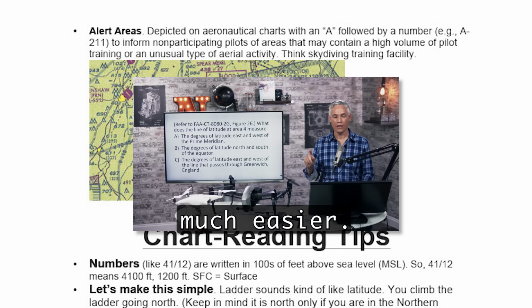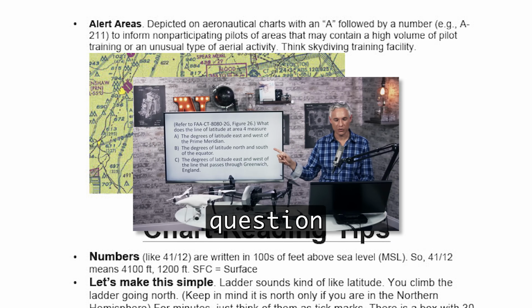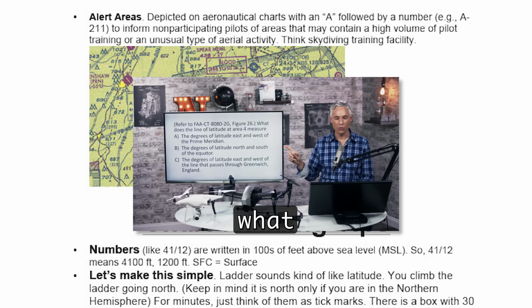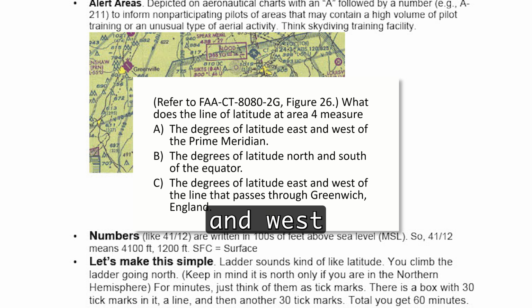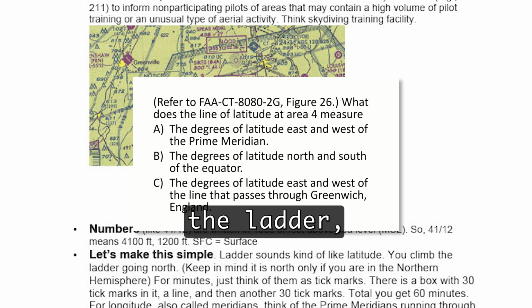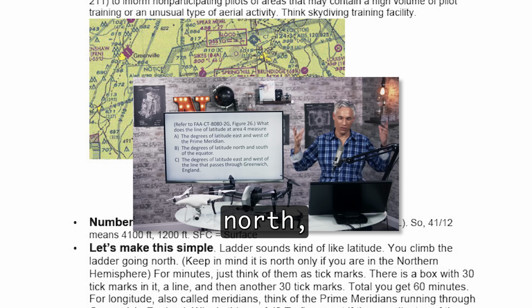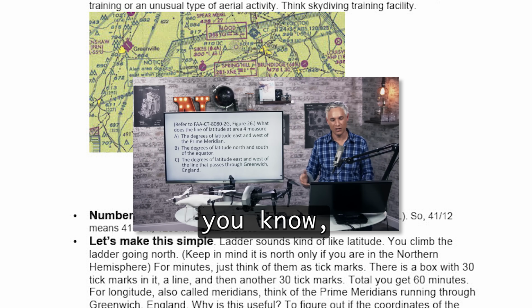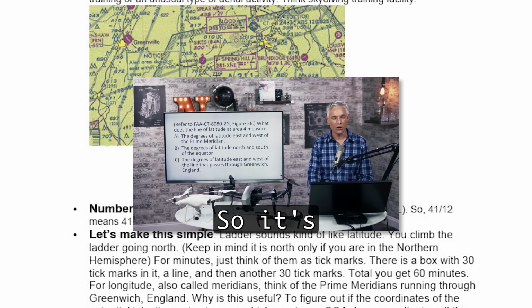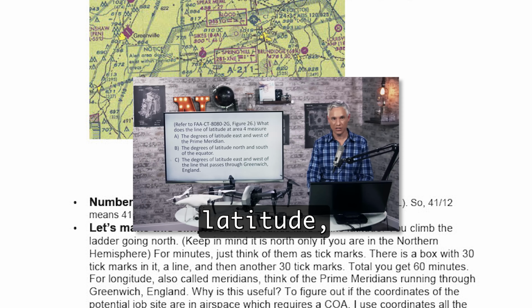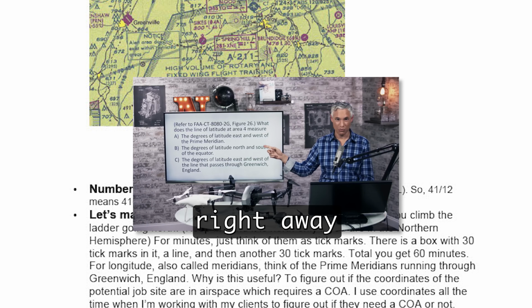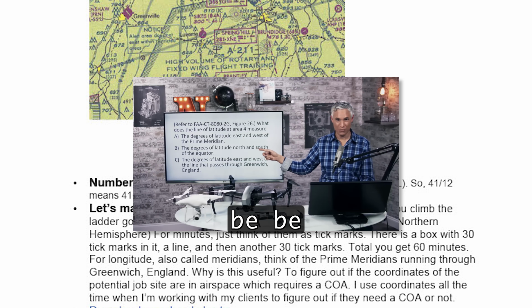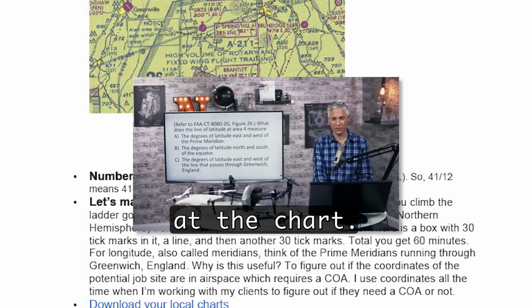But you can answer this question because what do you think a line of latitude would measure? Does it measure east and west or north and south? We just learned this, right? You climb the ladder, it goes up, north, which isn't really up, but that's how we draw it on a map. So it's not the degrees of latitude east and west, latitude's north and south. So right away, we know it's going to be B. You don't even have to look at the chart.